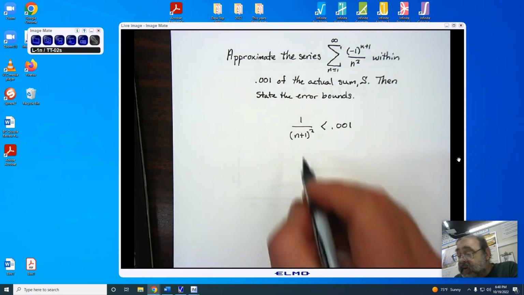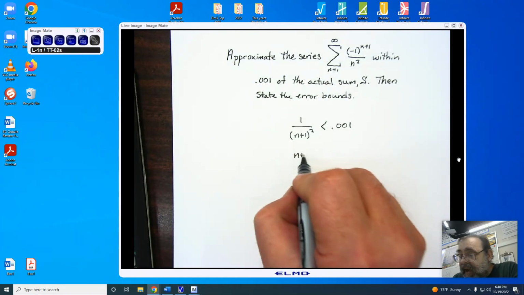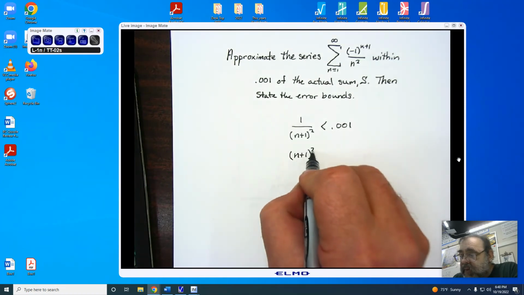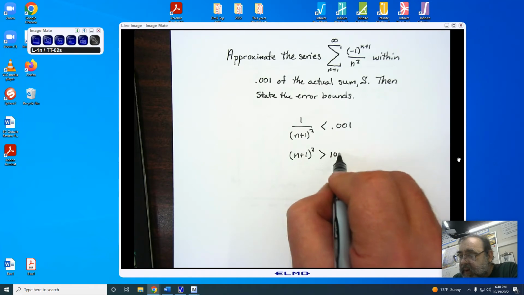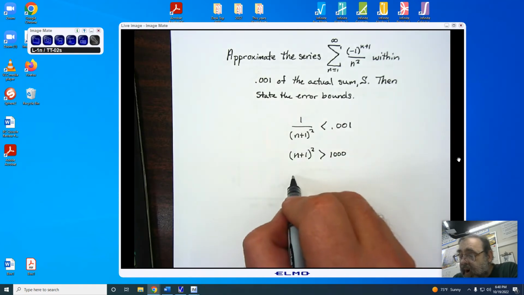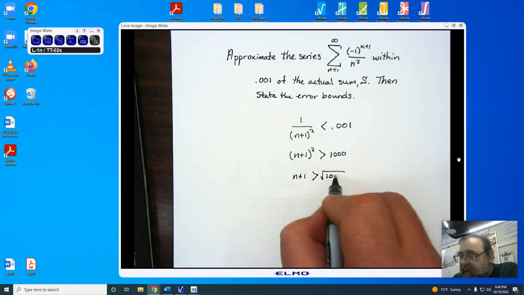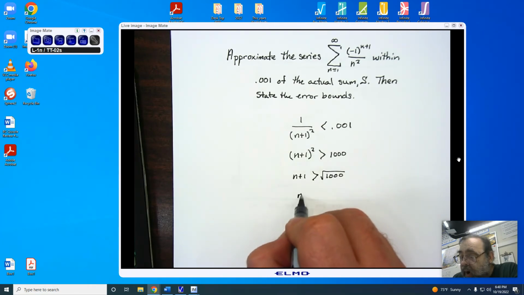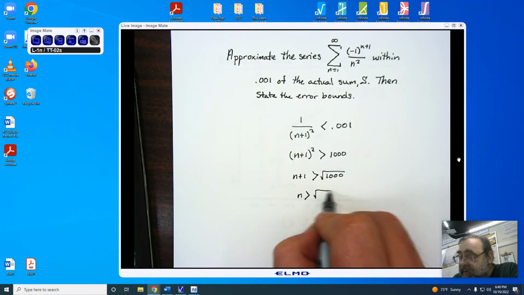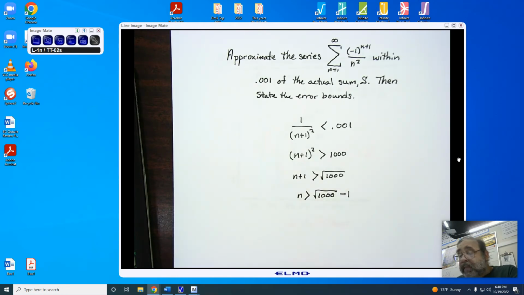Well, if that's the case, then I can flip them upside down, and n plus 1 squared is now larger than 1,000. If I take the square root, n plus 1 is larger than the square root of 1,000. And if I subtract 1, n is greater than the square root of 1,000 minus 1. But our n values are supposed to be discrete. That means they're natural numbers. They're exact values: 1, 2, 3, 4, 5, 6.